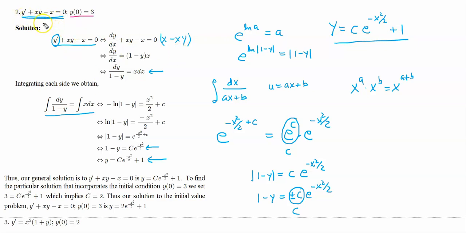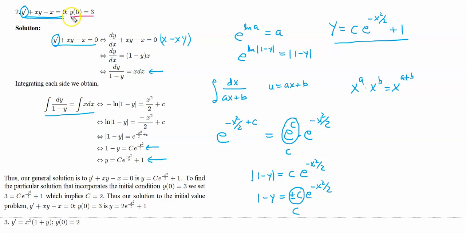And you can verify that if you'd like. Take the derivative of this, put it right there, and then take x times this and subtract x, and you'll see that you do indeed get back 0.